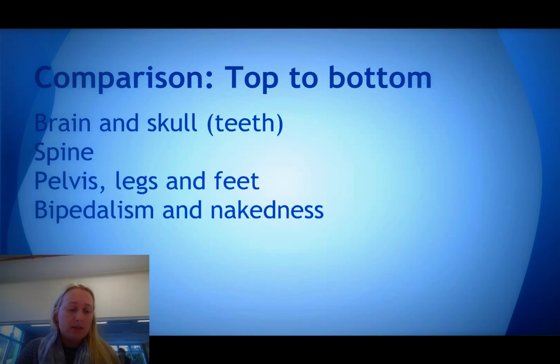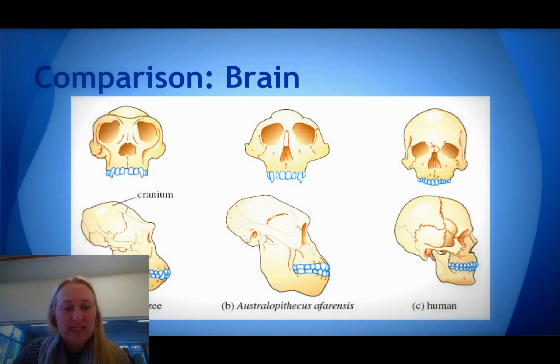So we're going to start with a comparison. We're going to go top to bottom of the skeleton. We're going to start with the brain and the skull, and particularly the teeth. We're going to look at the spine, the pelvis, legs and feet, and how all that is related to bipedalism and nakedness. So the first one is looking at the brain, and in particular the cranium.